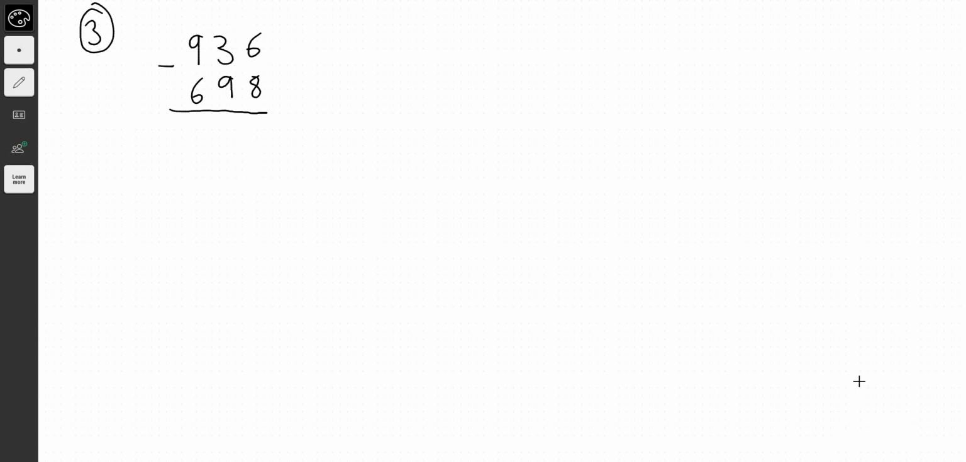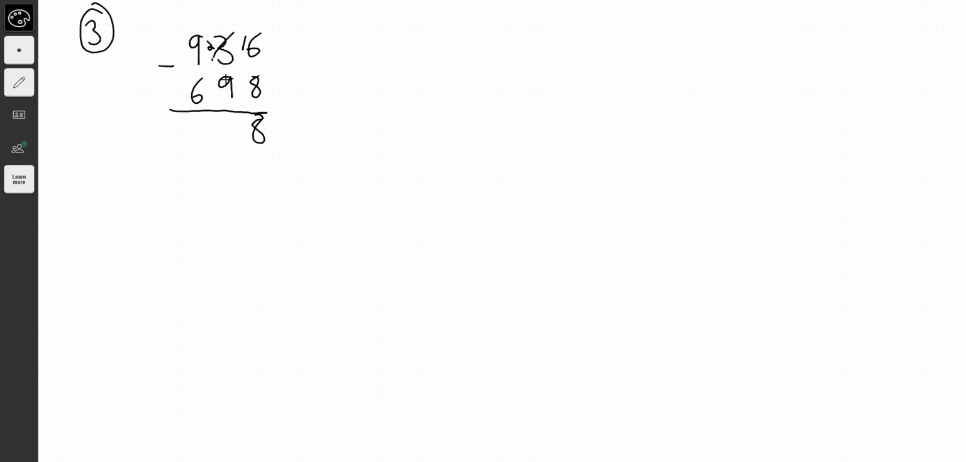Okay, next question. This one's a little more difficult. 936 minus 698. So we look at this end column here and we've got 6 take away 8. But we can't do that, so we've got to come over to the 3, borrow a 10, so we're going to turn it into a 2, and turn the 6 into a 16. 16 take away 8 gives us 8.